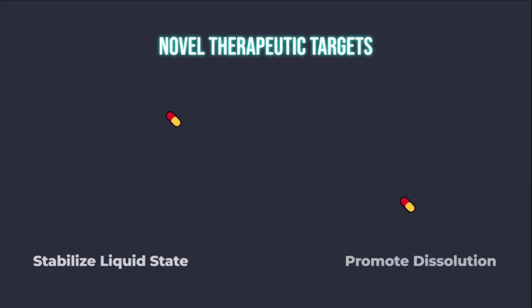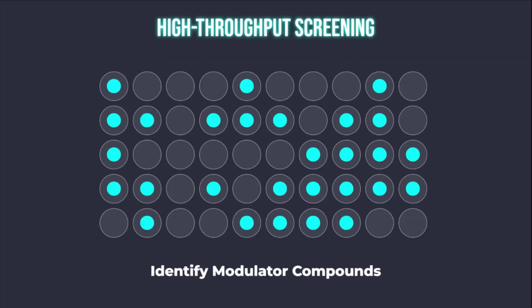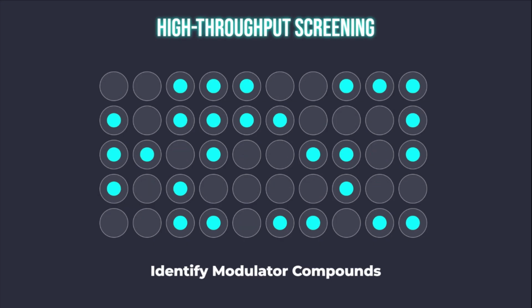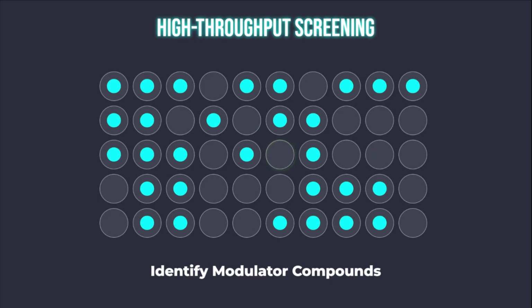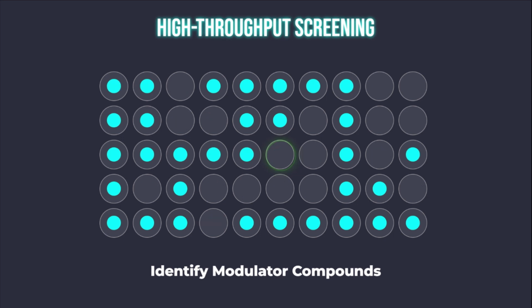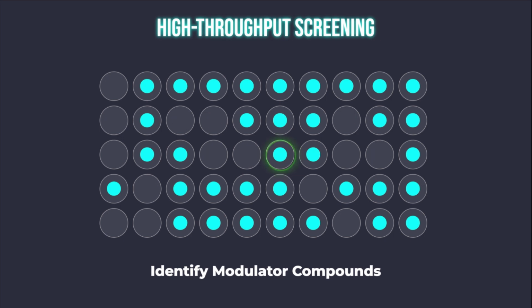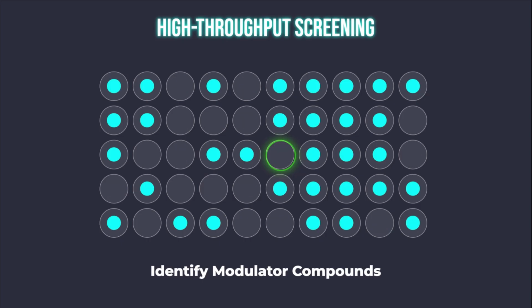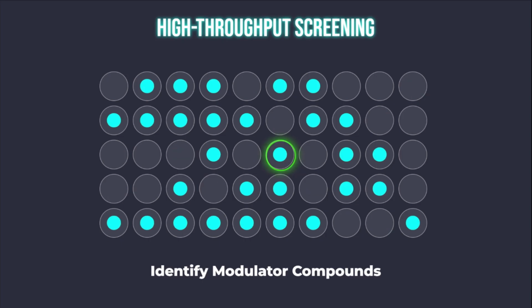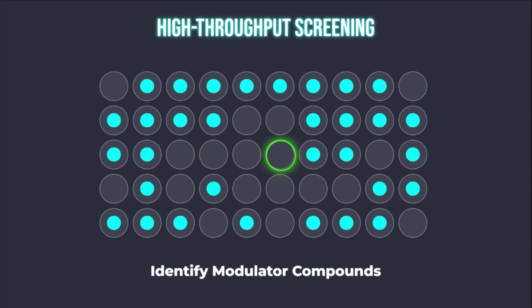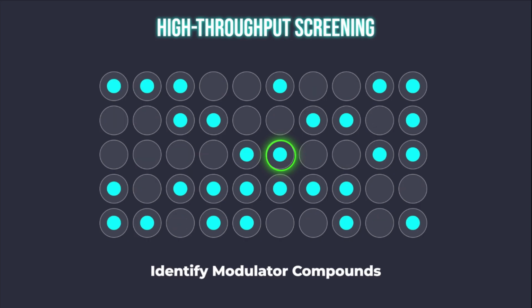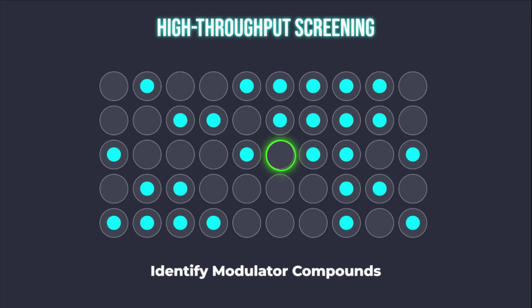Small molecules can be designed to either stabilize the liquid state, preventing solidification, or promote dissolution by disrupting weak multivalent interactions. For example, targeting the interaction motifs of FUS or TDP43 could prevent their pathological transition. Furthermore, high-throughput screening assays are being developed to identify compounds that shift the critical concentration required for phase separation, effectively dissolving unwanted aggregates or stabilizing functional ones.